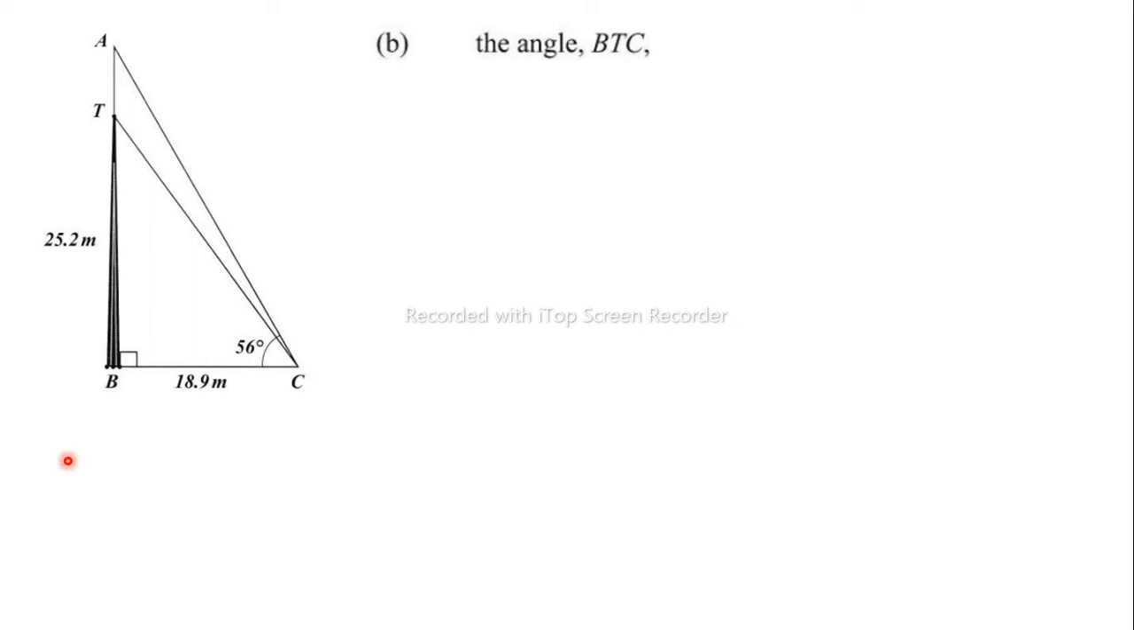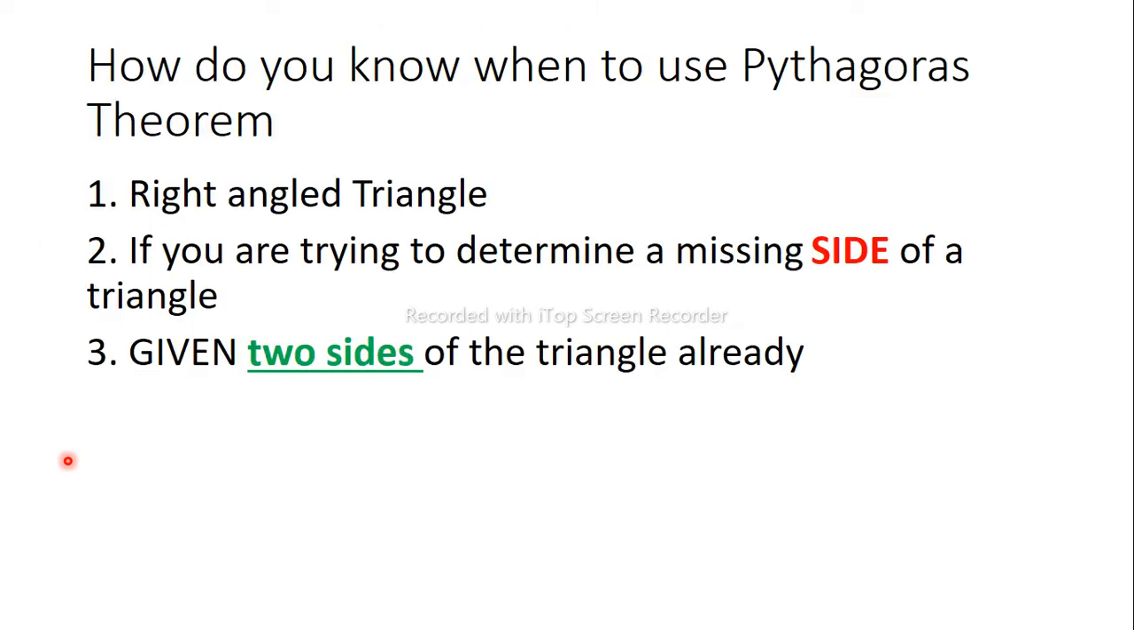Because we already found all the sides. We already know all the sides of the triangle and the Pythagoras theorem. We have to find the missing angle. When we look at the Pythagoras theorem, we have to use it if we are trying to determine a missing side of a triangle, right? That's when we use Pythagoras theorem. We're trying to determine a missing side, okay?